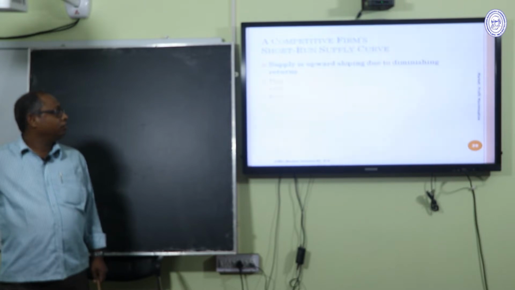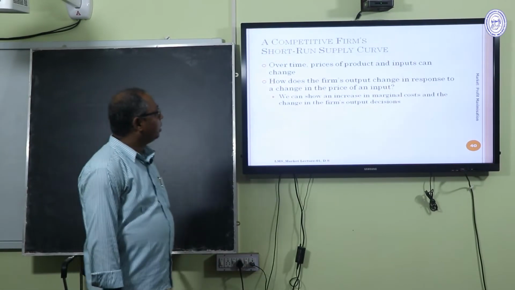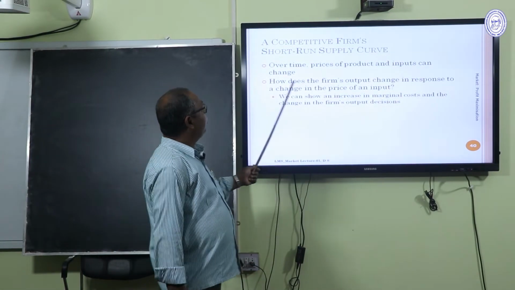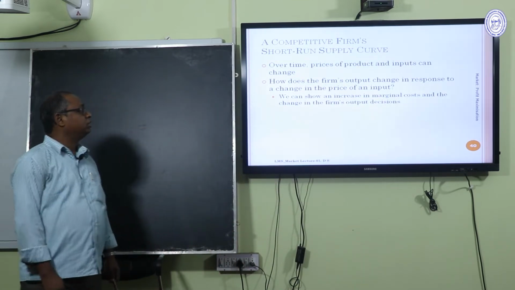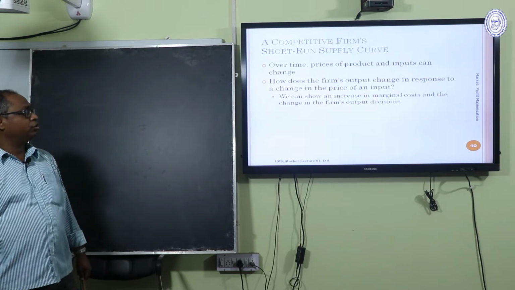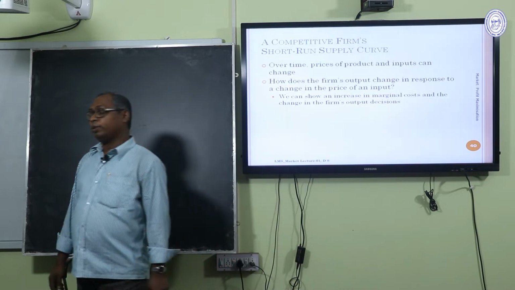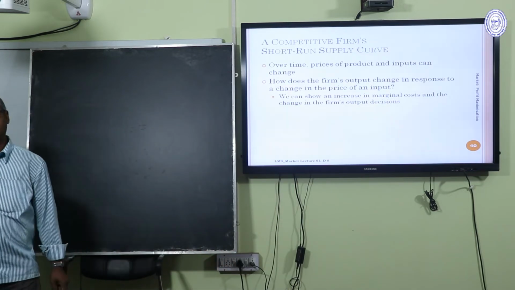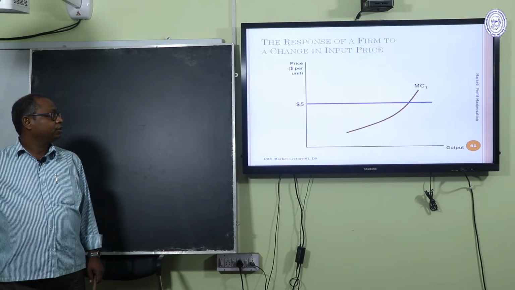And now, what is the short-run supply curve? Here the price of the product and input can change, and we can show an increase in marginal cost, and the change in the firm's output decision will give the short-run supply curve.